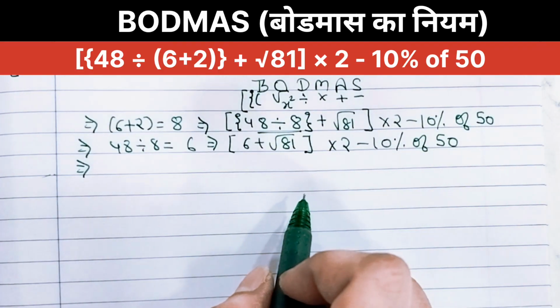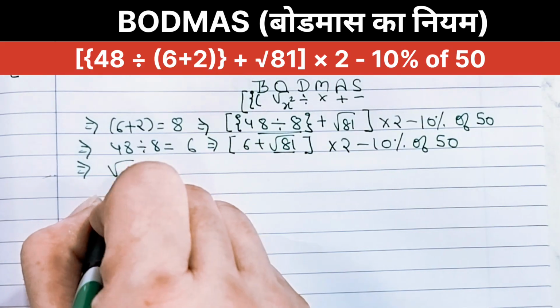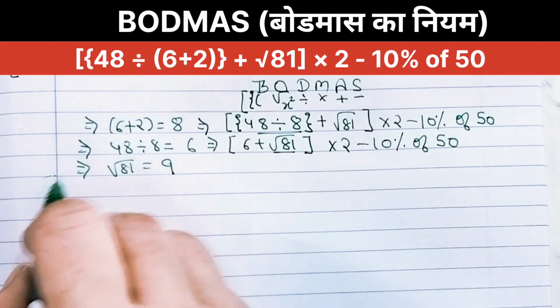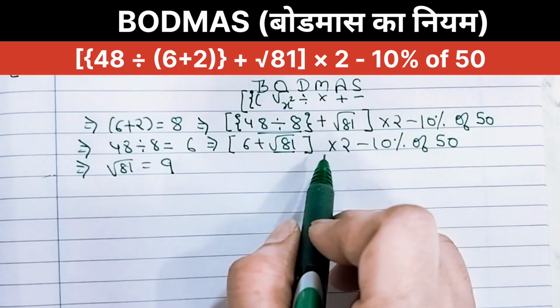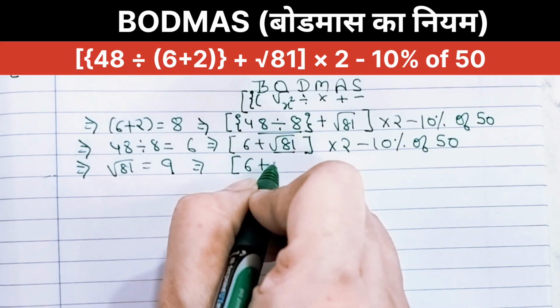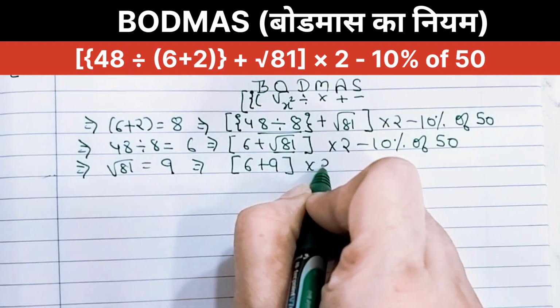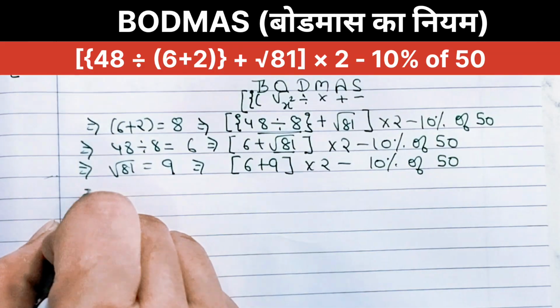According to the next step, solve the roots inside the square brackets. Now there is a root. Now root 81 will get 9. According to this step, inside the bracket group, the root must be handled before performing the addition. And now the current expression becomes 6 plus 9 multiplied by 2 minus 10% of 50. Move to the next step.